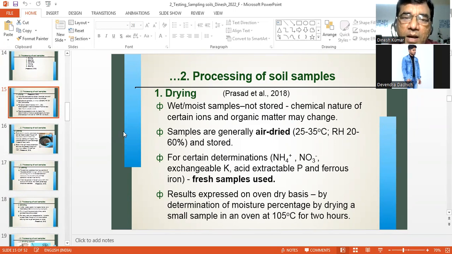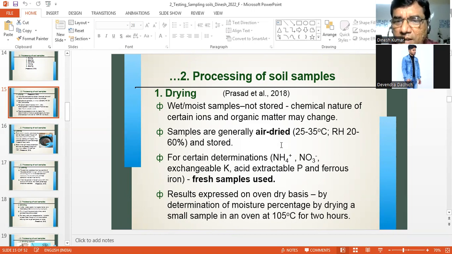Sometimes wet samples or fresh samples without air drying are to be used for analysis. For example, if you want to estimate ammonical nitrogen or nitrate nitrogen in the soil, then you need to take wet samples. Otherwise, if you take dry samples, then the conversion of nitrate and ammonium will change. The data of ammonium and nitrate will change. It can increase during storage or it can decrease. So therefore, in ammonical and nitrate nitrogen analysis, you always need to take a fresh sample and do the analysis in the fresh sample. However, a duplicate sample of the same can be kept in the oven to determine the moisture. And once you have determined the moisture, you can report the ammonical and nitrate nitrogen based upon the oven dry weight of the soil.